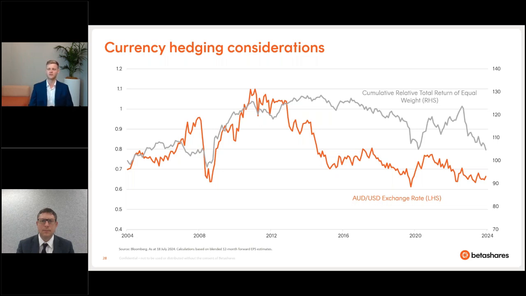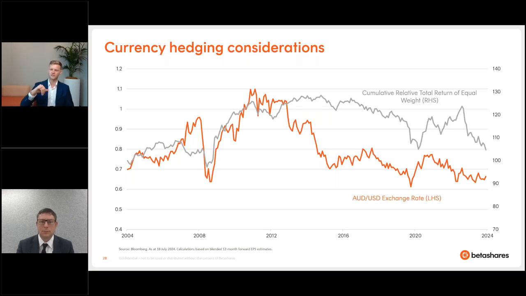If we think back to the 2008 period, what I have on screen here in orange is just the Australian dollar versus US dollar exchange rate. So as that orange line goes up, the Australian dollar is appreciating. And the grey line is a line we had in an earlier slide. It's just the cumulative relative performance of the equal weight versus the market cap weight. So as that grey line moves up, the equal weight is outperforming the market cap weight.